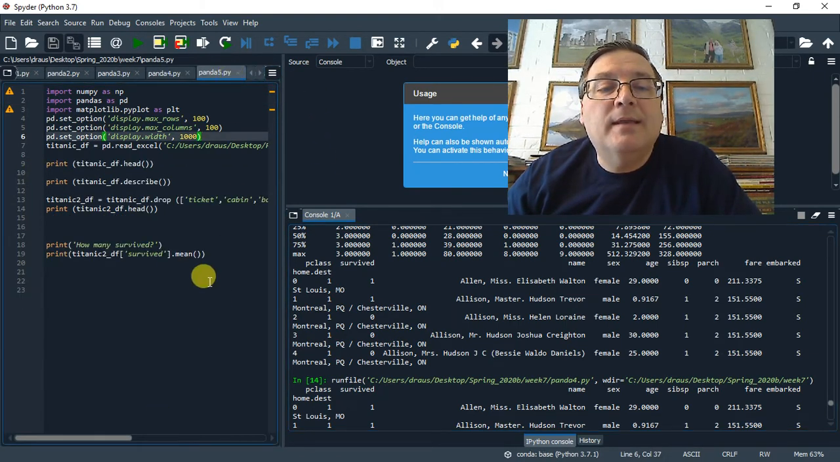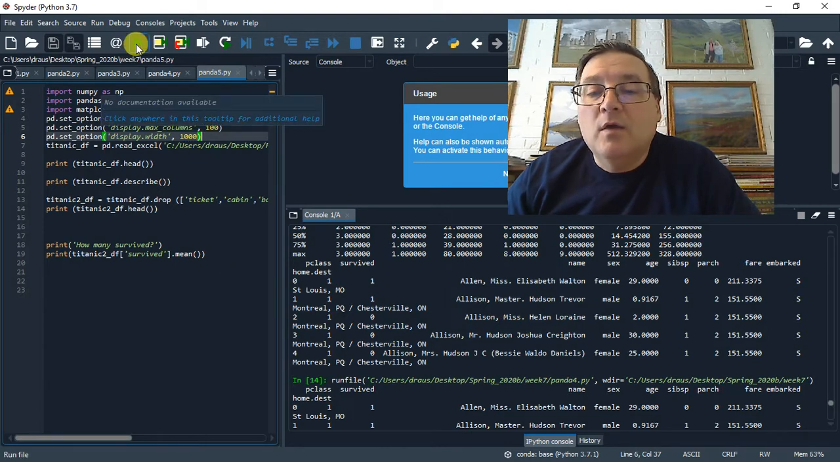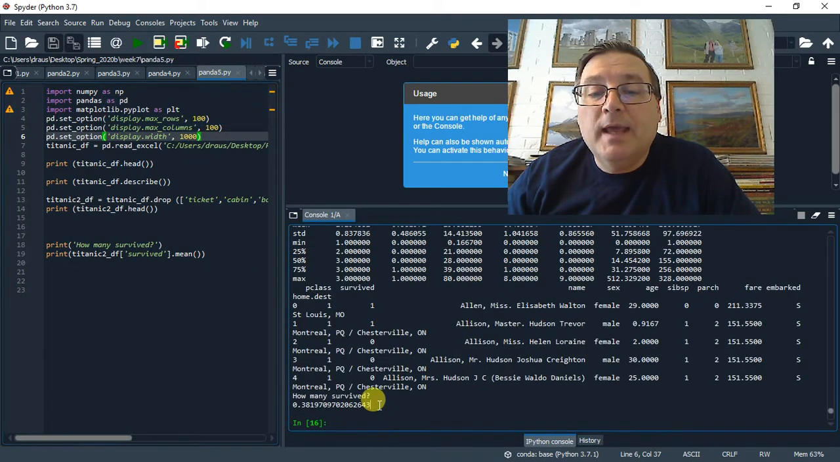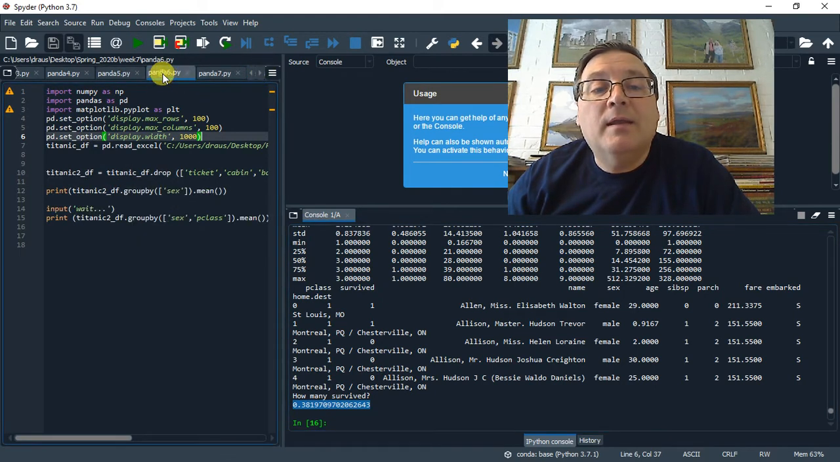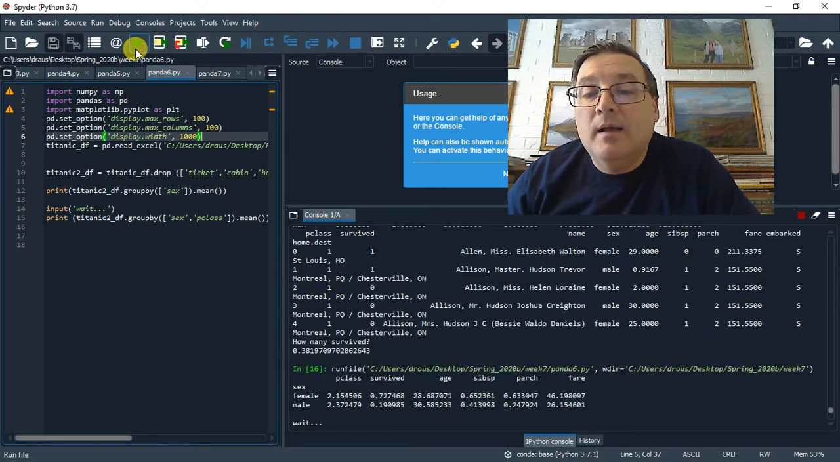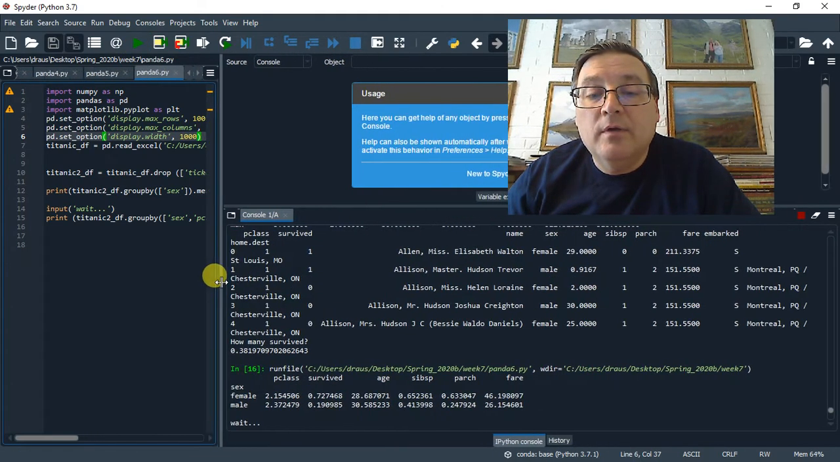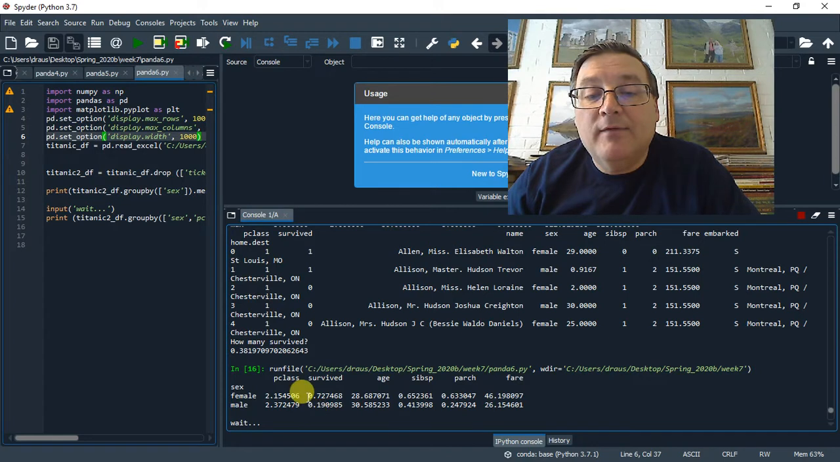If we look at number 5, we can see 38% survived. And we do that just because we have the survival count, which is 0 and 1s. And if you do a mean of 0 and 1s, you get the survival rate. If we look at pandas 6, now we start breaking it up by gender. So now we have survived: 72% of the women survived, and only 20% of the men survived.